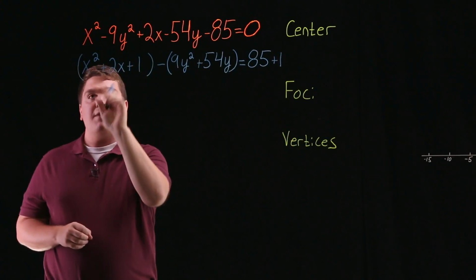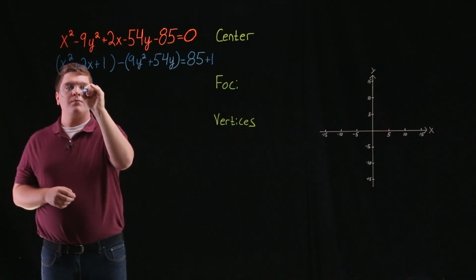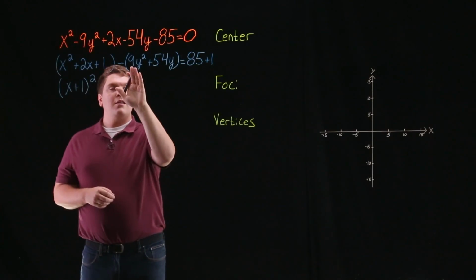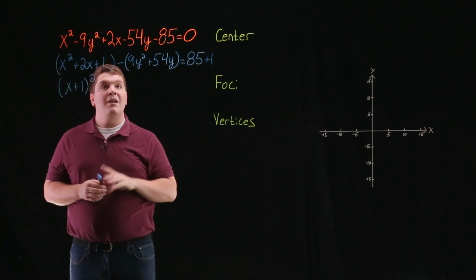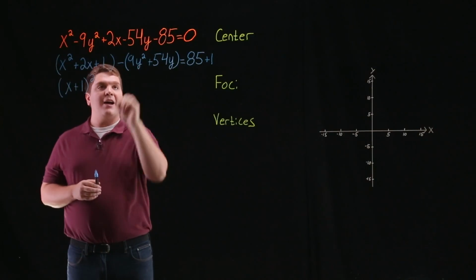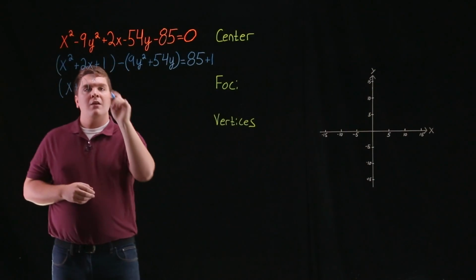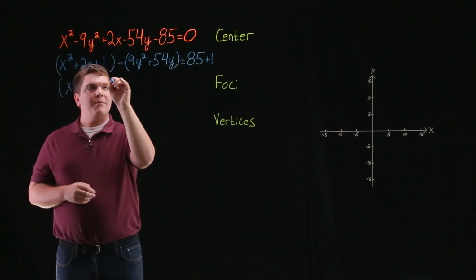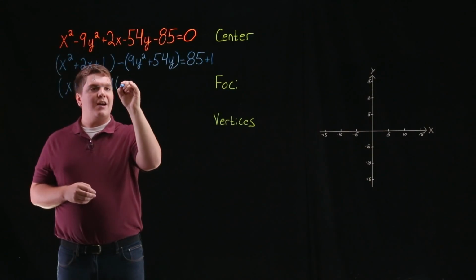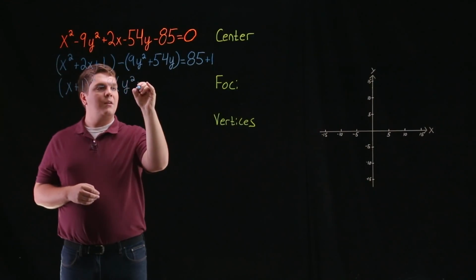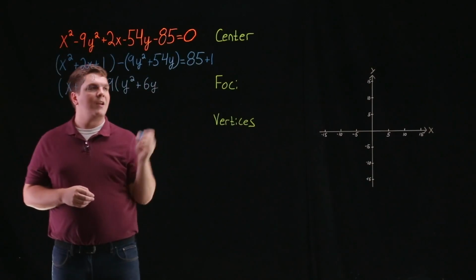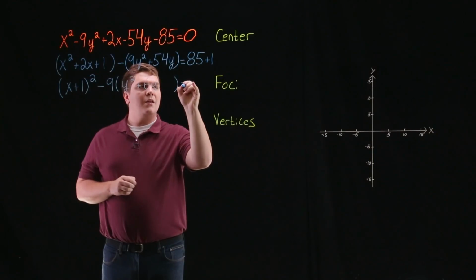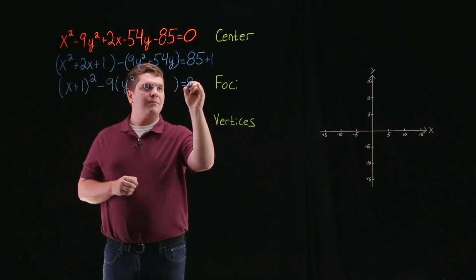So what we have is this factors into x plus 1 quantity squared. Now here, since this y squared coefficient isn't a 1, we'll have to factor out a 9 in order to make that a 1. So what we'll do is we'll factor out a 9 from both 9y squared and 54y. And what we're left with is 9 times y squared plus 6y. And I'm going to leave a little bit of space here because we're going to come back and complete the square. And this is equal to 86.